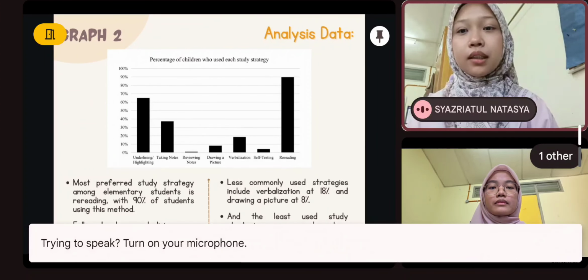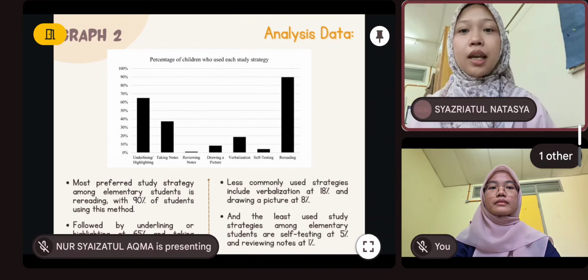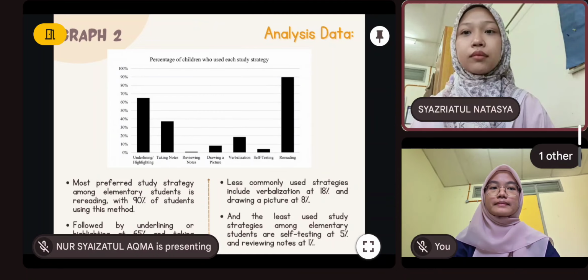Next is less commonly used strategies include verbalization at 18%, and drawing a picture at 8%. And the least used study strategies among elementary students are self-testing at 5% and reviewing notes at 1%. Next.